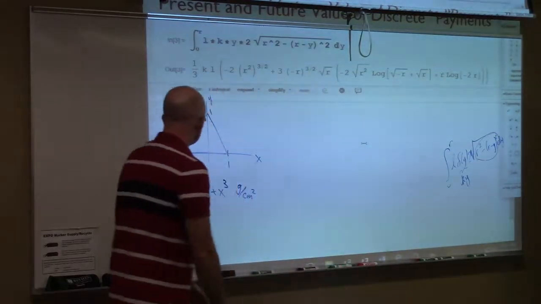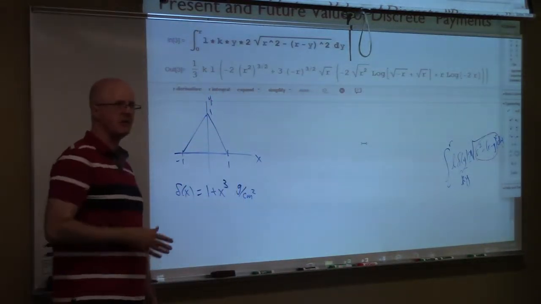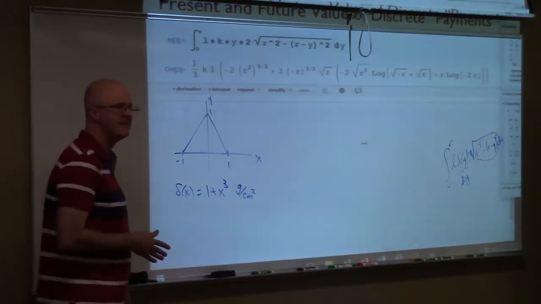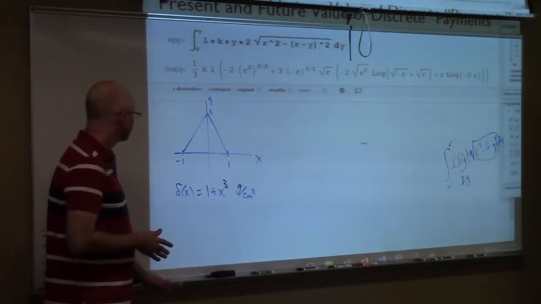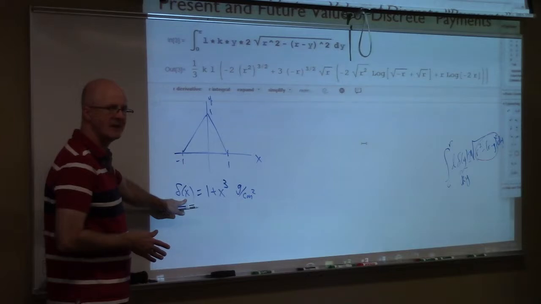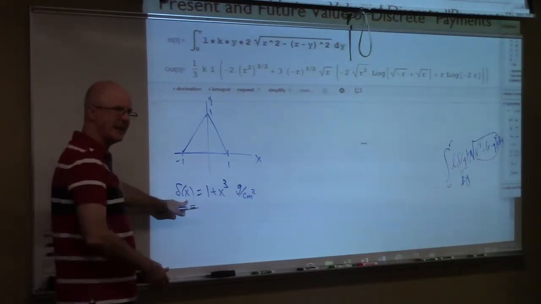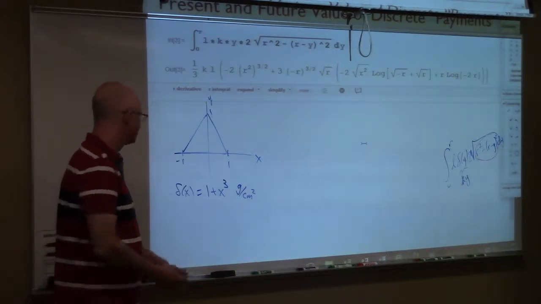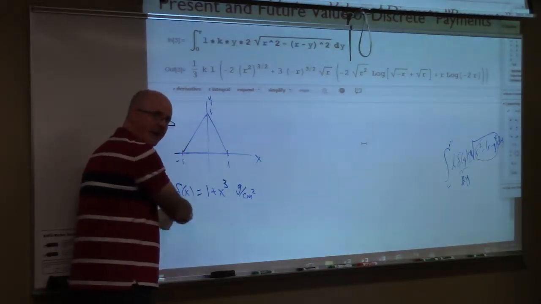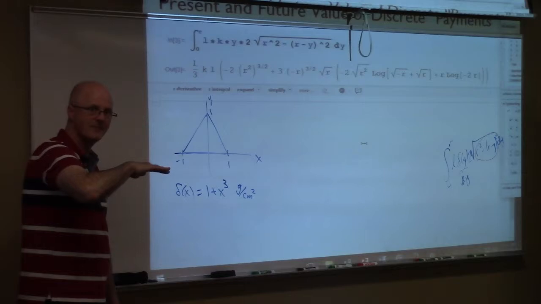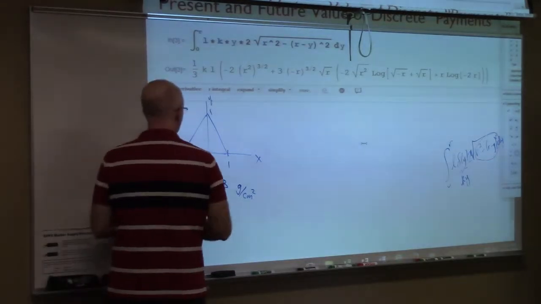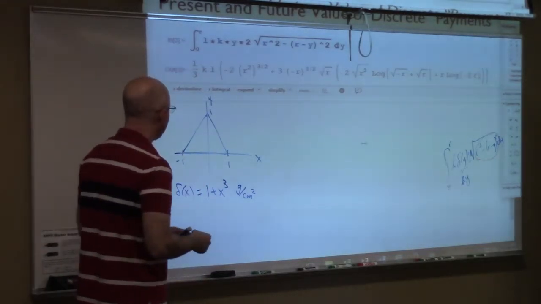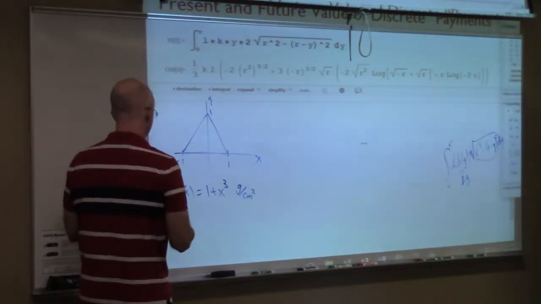Do your slicing. Should you slice horizontally or vertically? What do you think? Horizontal. Well, actually vertical, because this depends on x. You want your slices to have the density approximately constant. I'm glad you tried that. If it was a function of y, then you'd want to slice it horizontally. Okay? And we are focused ultimately here on the x-coordinate of the center of mass.